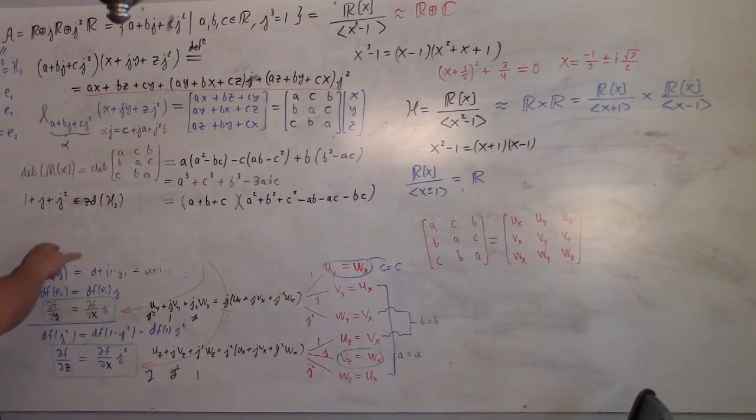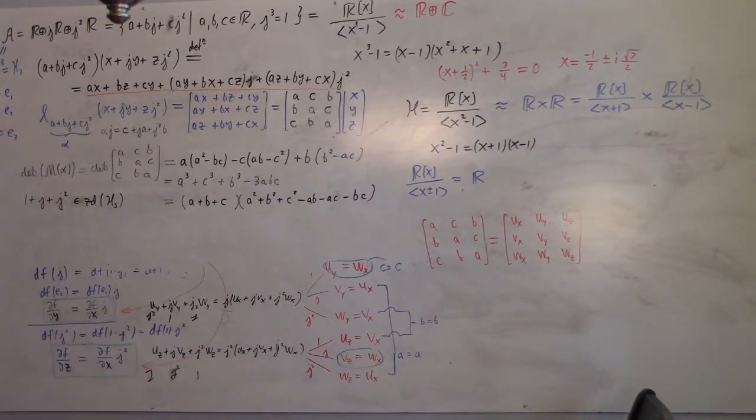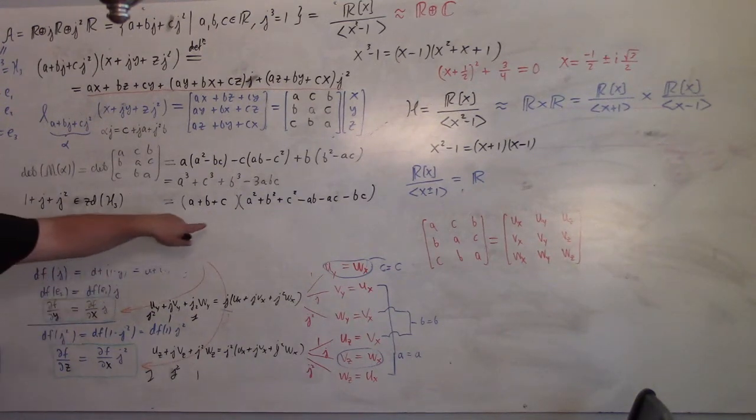In other words, this is the consequence of which one of these factors being 0. I would say a plus b plus c would be 0. But this is a equals 1, b equals 1, c equals 1. It makes this factor 3.